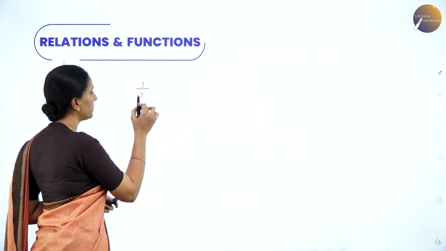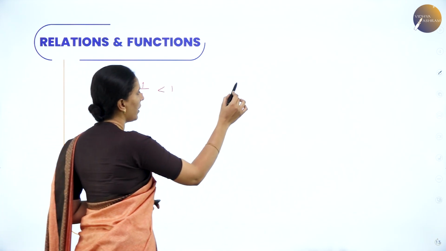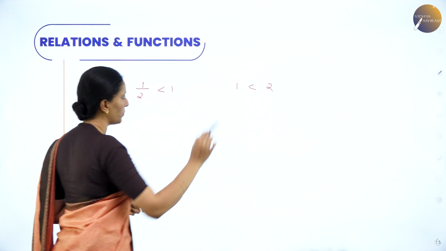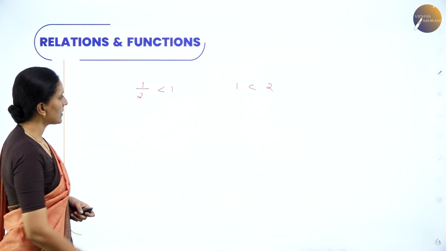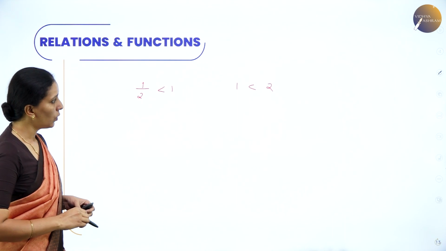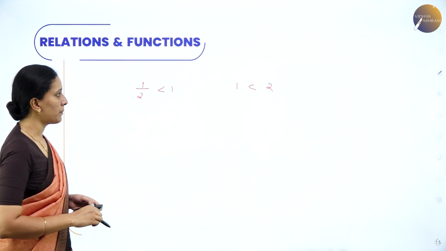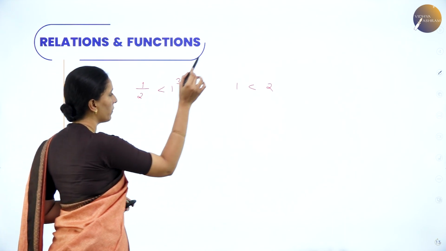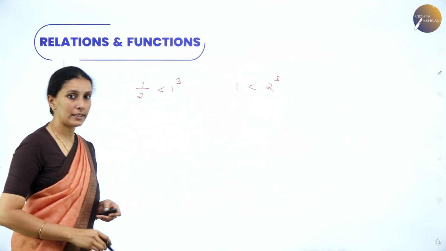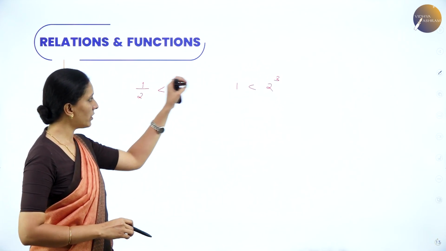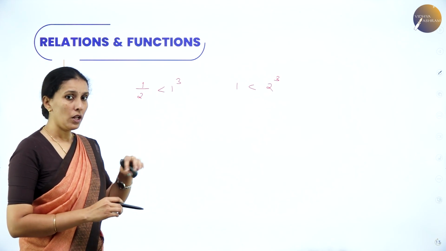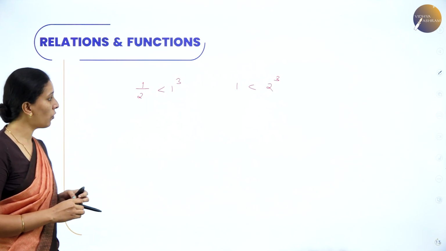1 by 2 less than 1 and 1 less than 2. So, 1 by 2 less than 1 is possible, 1 less than 2 is possible. If you take it in the form of 1 cube as well as 2 cube, it is true. So, when it comes to the fraction, transitive can hold. So, let's check with the example of whole number.